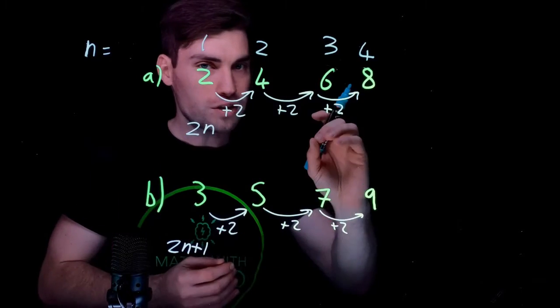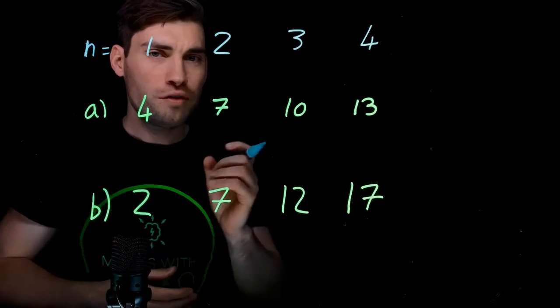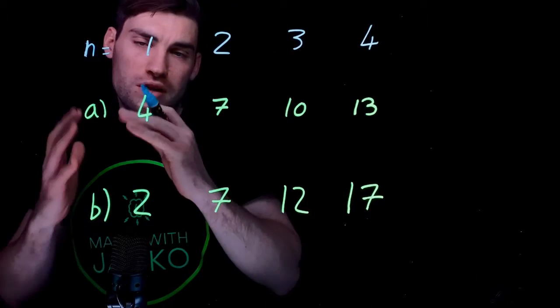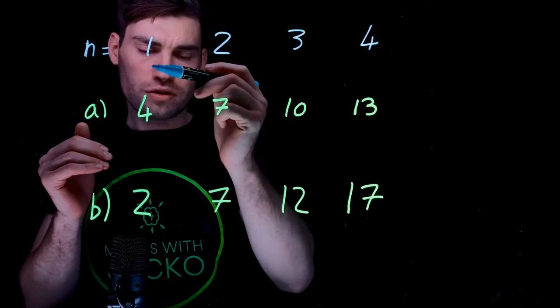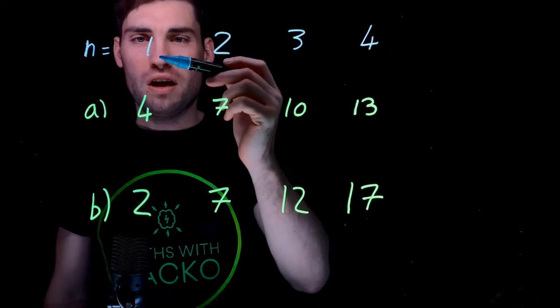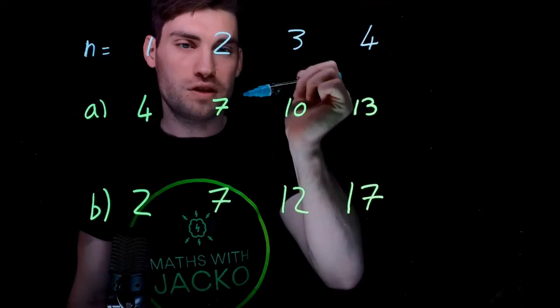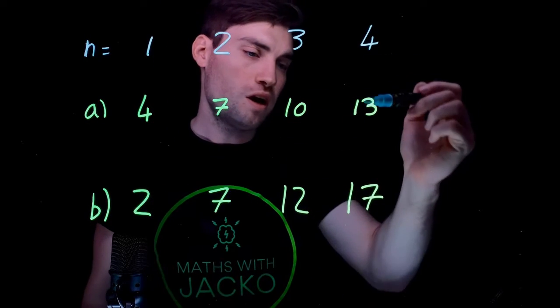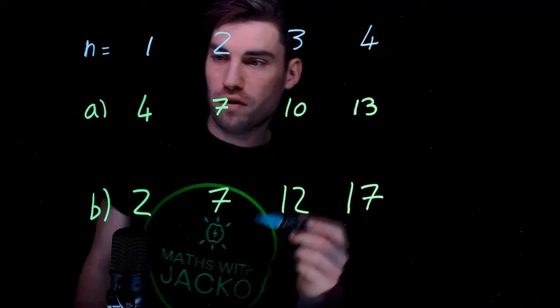Let's do a couple more examples. 2 new questions now. Think you can do it? Pause it, have a go. I'm going to go through it. So, same as before, each of these numbers represents a term of the sequence. So 4 and 2 is the first term, 7 and 7 is the second term, 10 and 12 is the third term of these two patterns, and 13 and 17 is the fourth term.